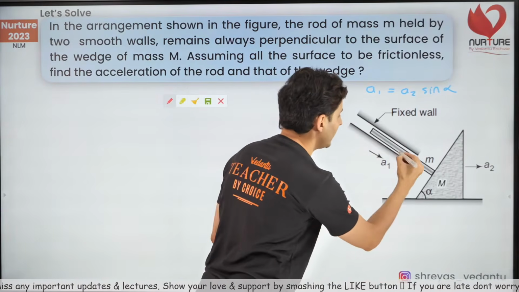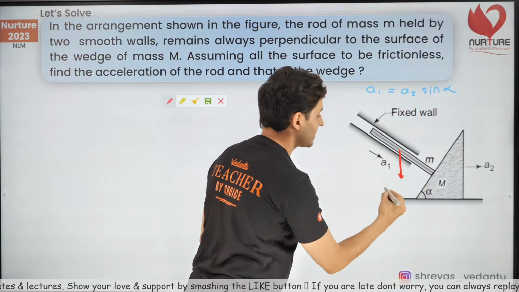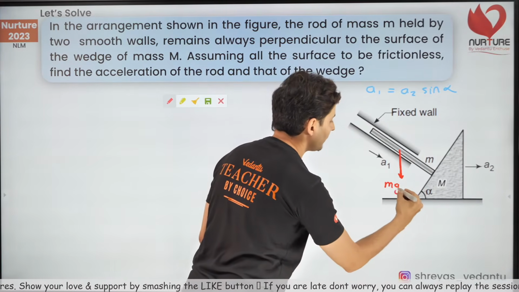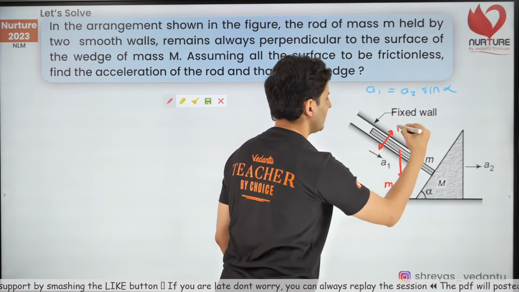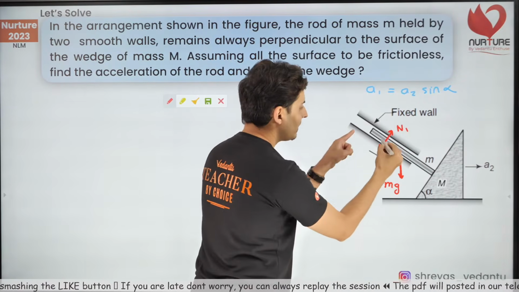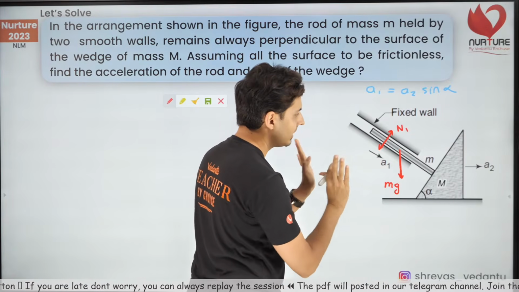So draw the free body diagram. This rod will have its weight downwards, and that weight will be mg. There will be some normal force between them, but this rod is accelerating that way. Okay, cool. I'll keep it separate.